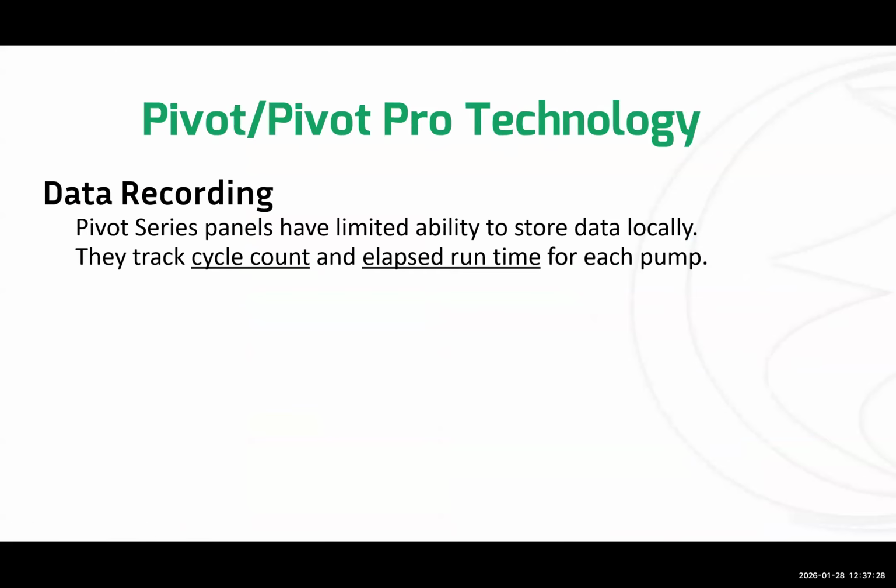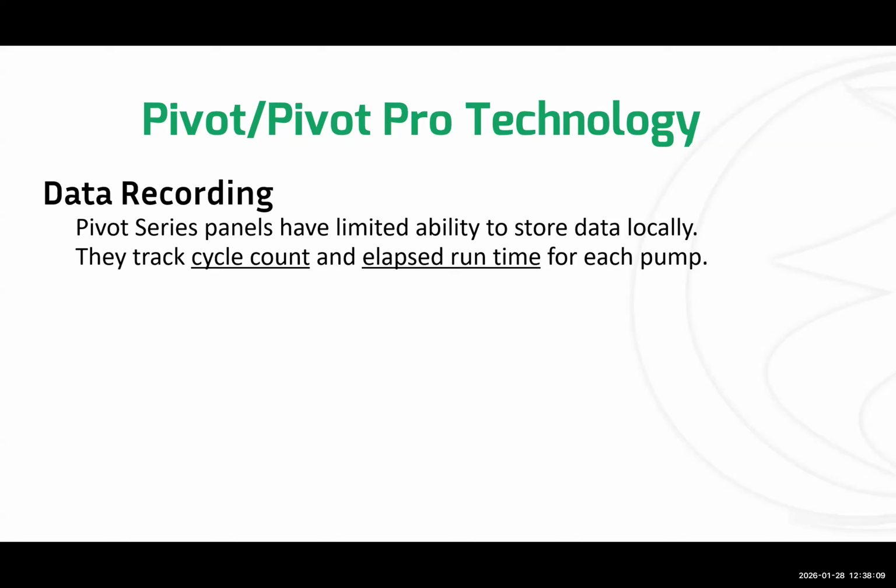All right, let's talk about some of the technology that we have inside these control panels and what makes them, I think, pretty great for most applications. So we'll start with data recording. And this is one of the weak spots, I would say, and it has to do with the fact that there's limited storage capability on the chip or within the panel itself. So all of the pivots will track cycle counts and elapsed run time for each of the pumps. So that is right there in the panel for you to get at any point.